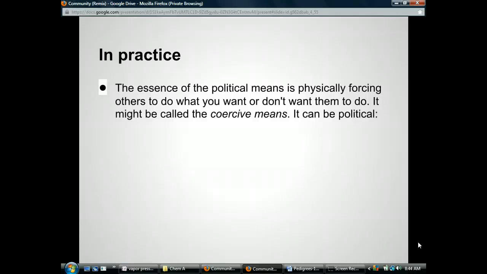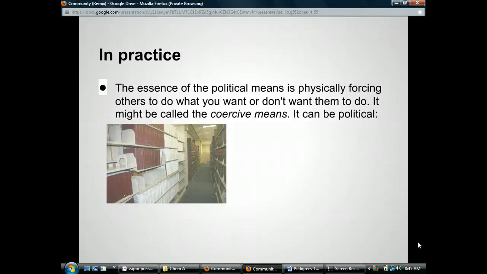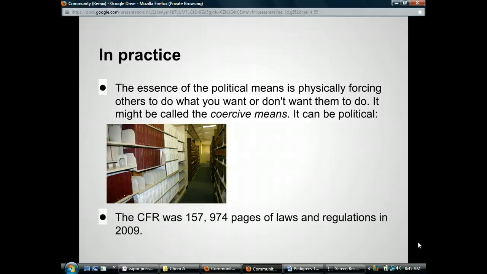The essence of the political means is physically forcing others to do what you want or don't want them to do. It might be called instead the coercive means. It can be actually political. This is just a small part of the Code of Federal Regulations. The Code of Federal Regulations was 158,000 pages of text in 2009. I don't know what it's up to now.